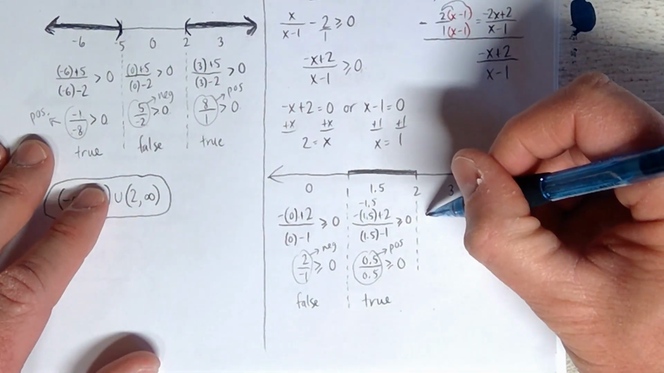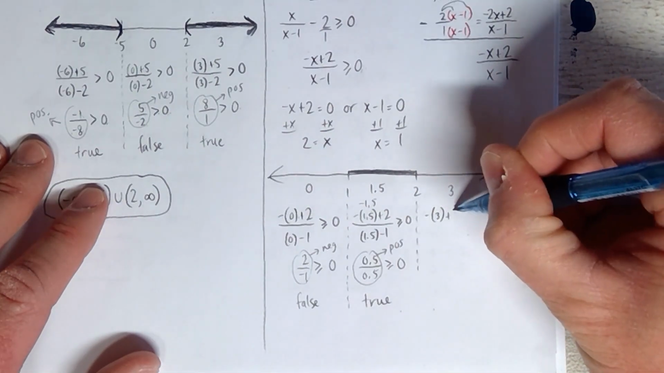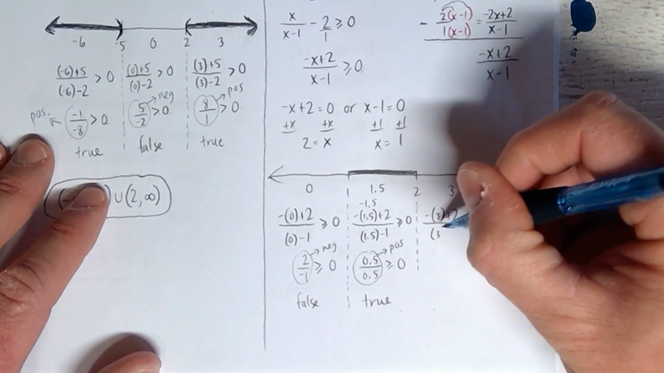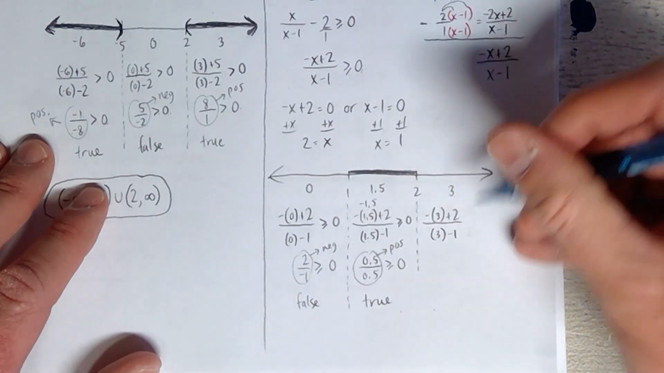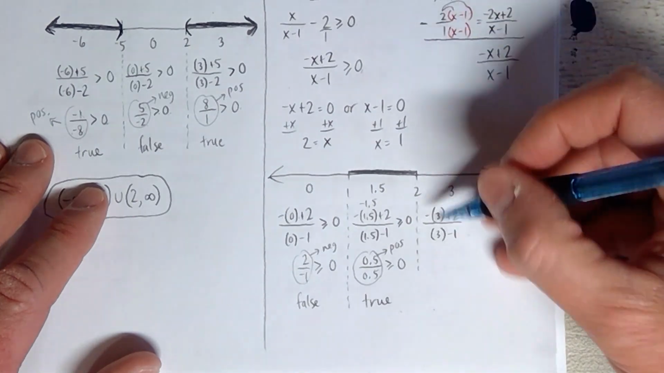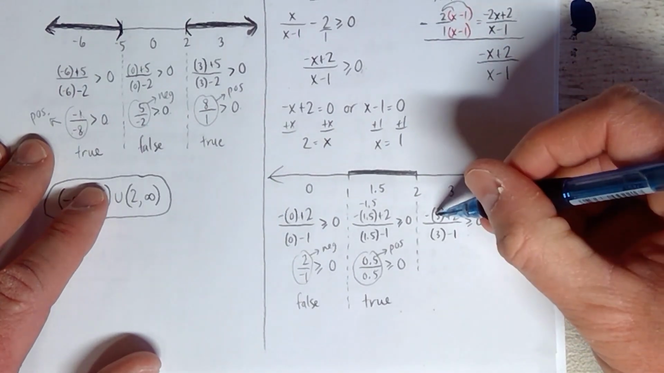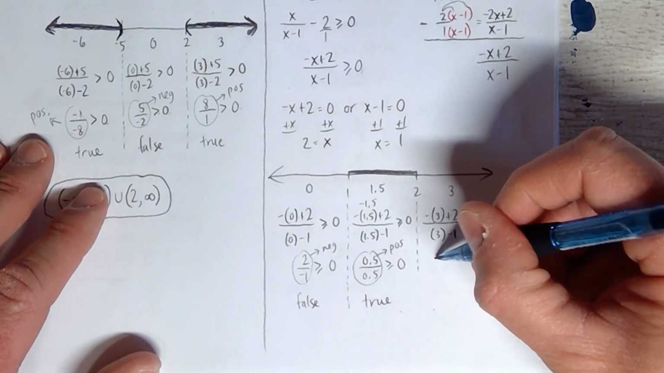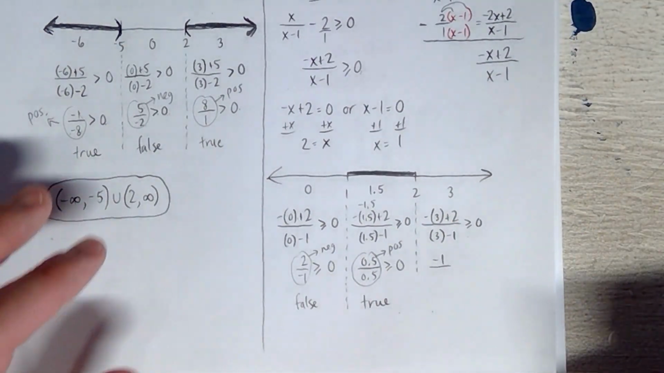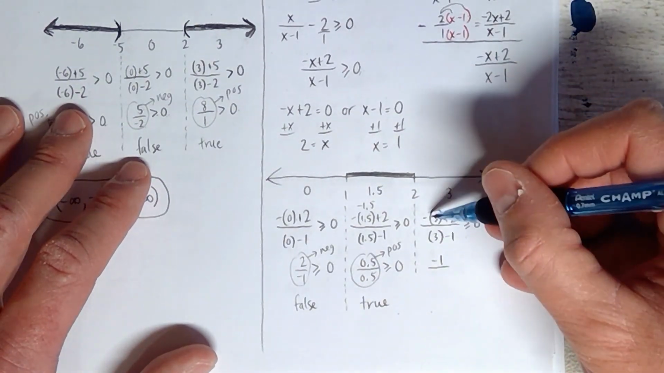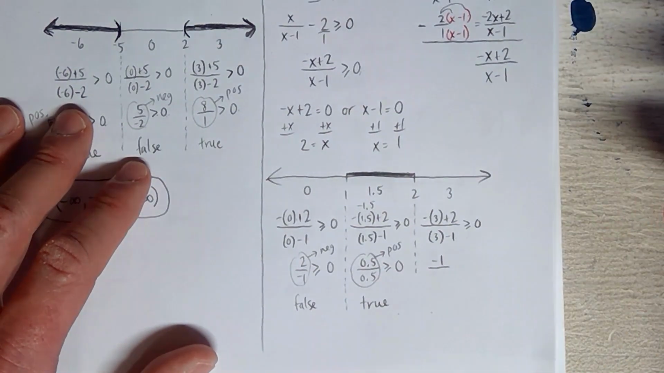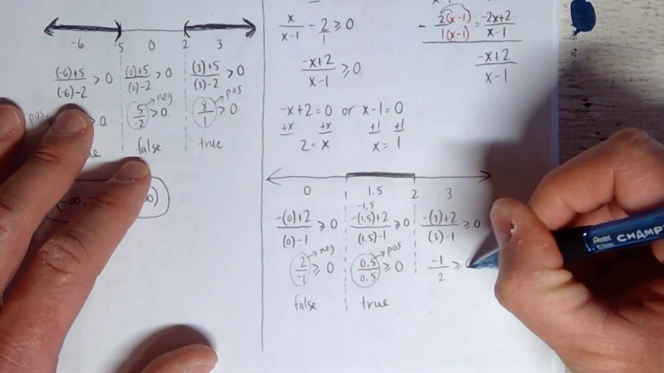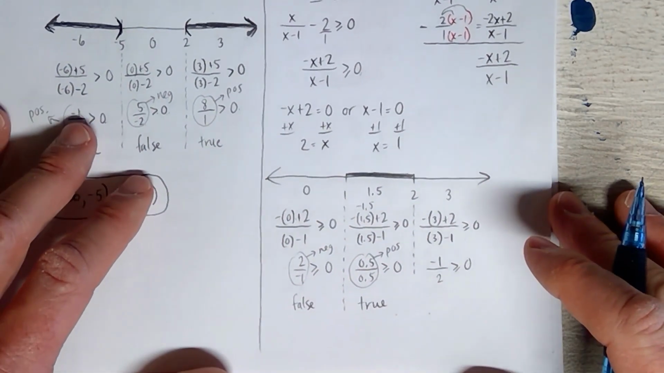Last one here, how about we plug in a 3? If I plug in a 3, I get negative 3 plus 2 divided by 3 minus 1. Again, plug it into this one here. And we get negative 1 times 3 is negative 3. Negative 3 plus 2 is negative 1. Remember, you need to do the multiplication before the addition. That's why I did it that way. 3 minus 1 is 2. Multiplication always comes before addition.